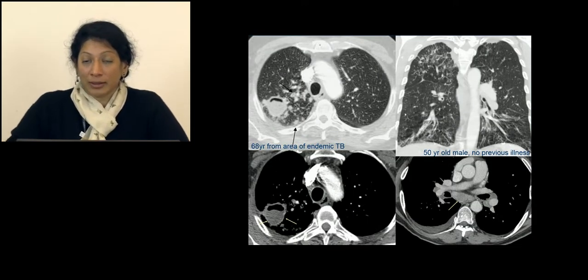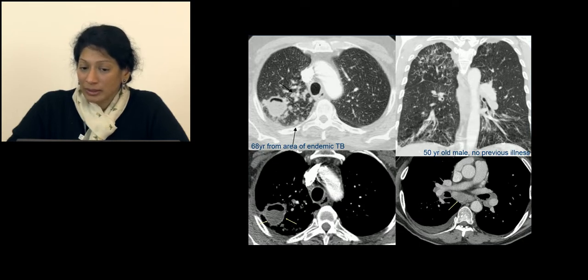So just a couple of examples again. This is a patient who migrated to Norway from an endemic area of TB. He had this cavity in the upper lobe with all these perilesional consolidations, and this was proven to be tuberculosis. Another patient who had no previous illness and was quite ill, and then we saw these small perilesional opacities in the upper lobe, and we saw this one lymph node with rim enhancement, and this was also tuberculosis. So sometimes you don't have a proper cavity, but you have to look for this rim enhancement, and you have to pick it up and think about tuberculosis.